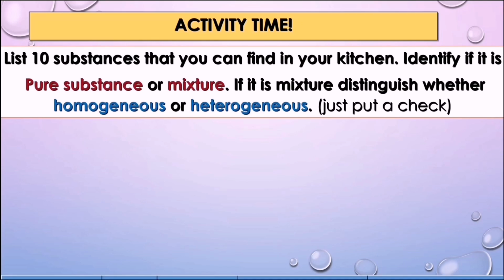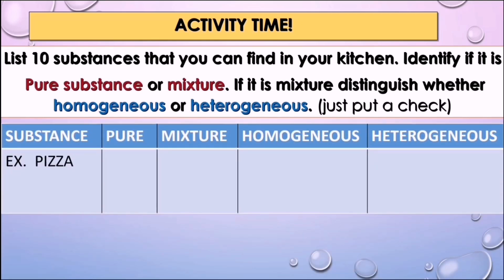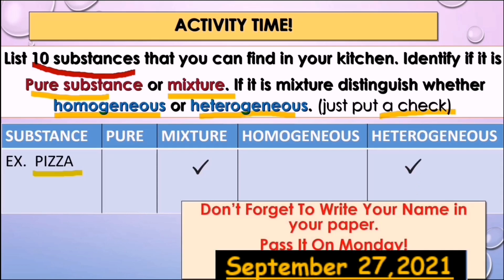You are going to list 10 substances that you can find in your kitchen. You are going to identify if each is a pure substance or a mixture. If it is a mixture, then you are going to distinguish whether it is homogeneous or heterogeneous, and put a check. For example, here, I found a pizza in our kitchen. So I identify it as a mixture, right? Then it is a heterogeneous mixture. So that's how you are going to do it. Don't forget to write your name on your paper.